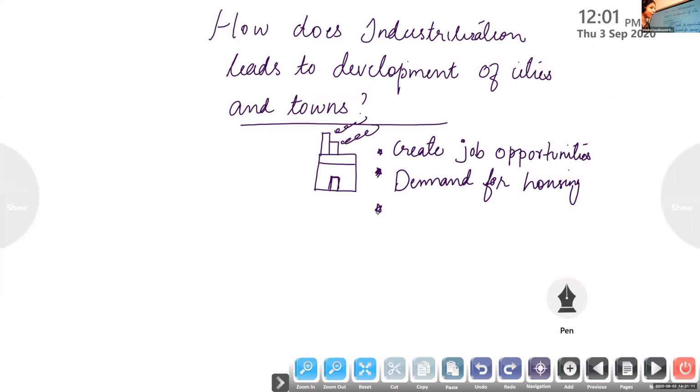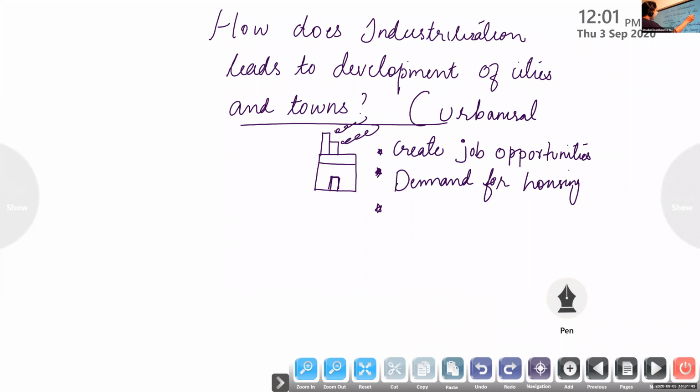Then to meet the requirements of the family, what will happen? To meet the demands of the laborers' families, many service providers follow the industry. Many shops will come. Then to meet the requirement of education, schools will be there. Ma'am, urbanization will begin. Development of cities and towns means urbanization.